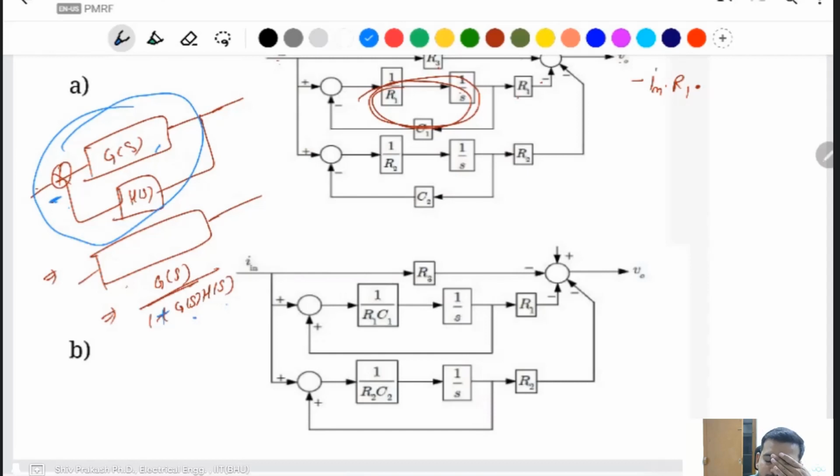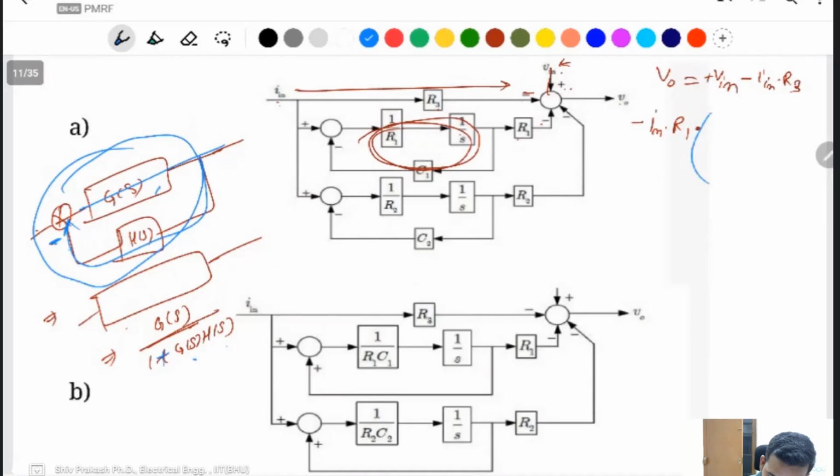I think you have read this in control systems. No? If you have this forward block and this feedback path and you want to combine them in one block, then you find GS divided by 1 plus GS HS. The same thing you can apply here. If two blocks are in cascade connection, you can simply multiply: 1 by R1 into S divided by 1 plus 1 by R1 into S into C1.